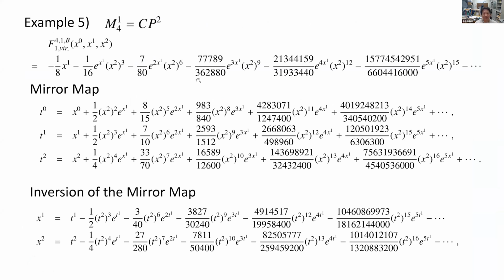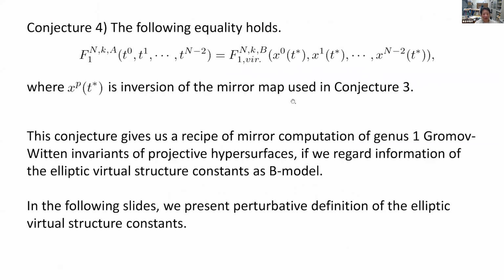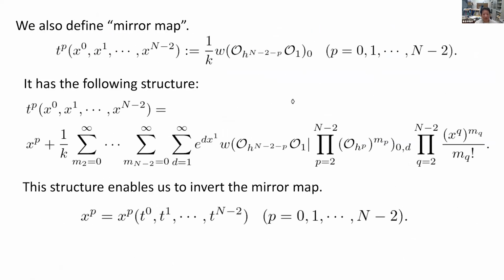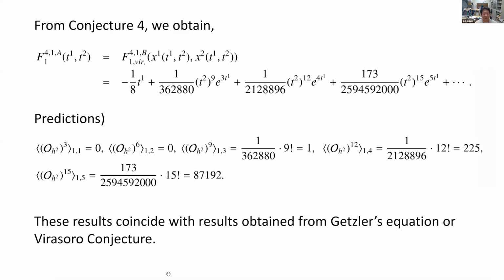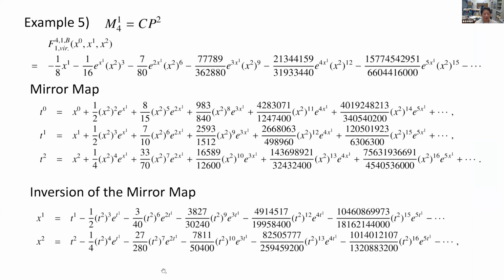This is some kind of evidence. The mirror map is given by this. Each coefficient is obtained from this definition, and this definition, right? Of course we use computers and mathematical processing software like Maple or Mathematica. So these are the mirror map, and the inversion is given here.